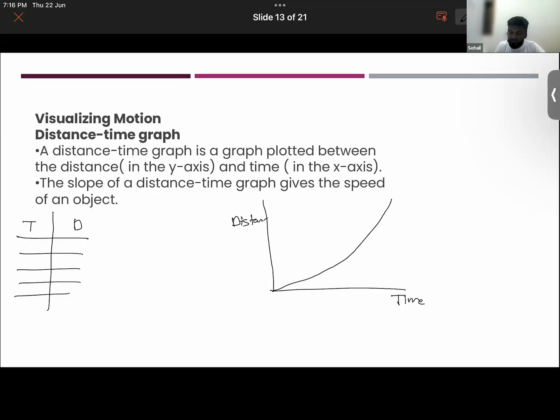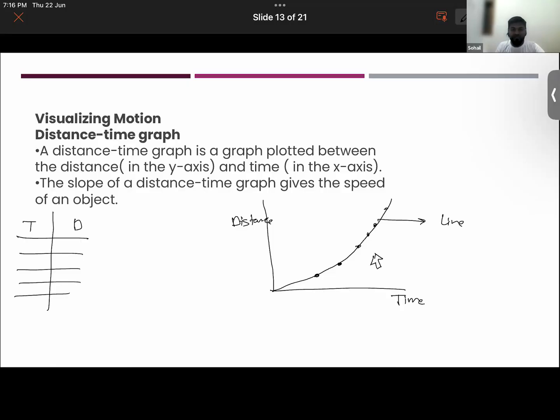Yes, sir. All right, nowadays you can create it on Excel as well. If you point your cursor at any given point on this line, you will get the speed of the object at that specific point. Suppose you take your cursor at any given point on this line, the speed of the object at that point can be easily calculated.